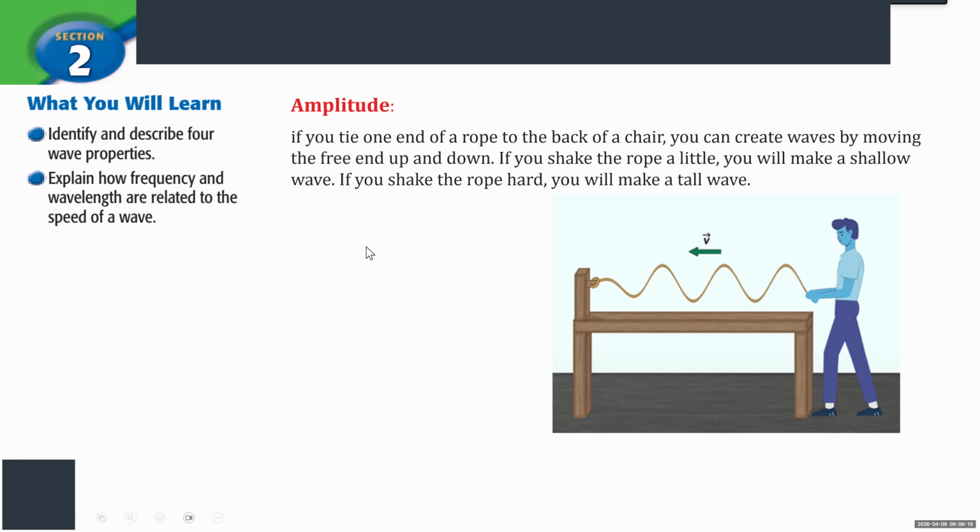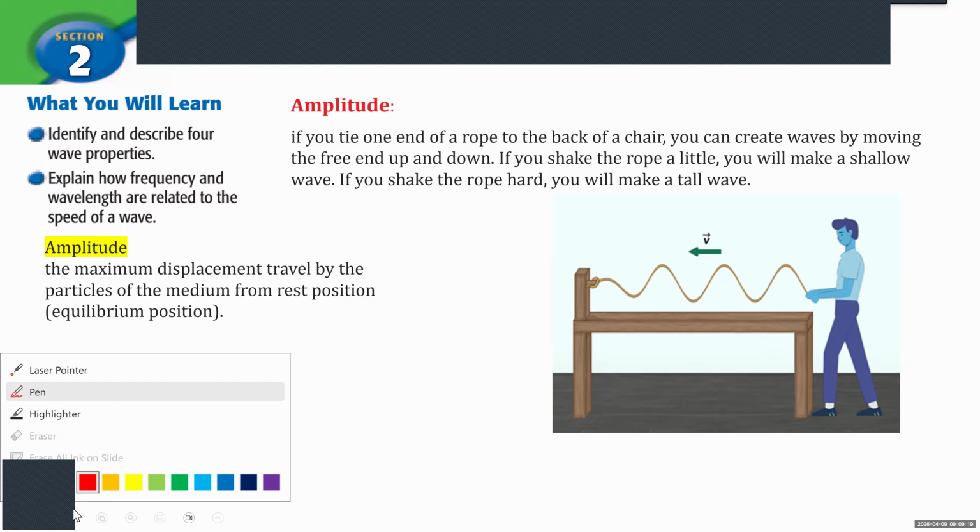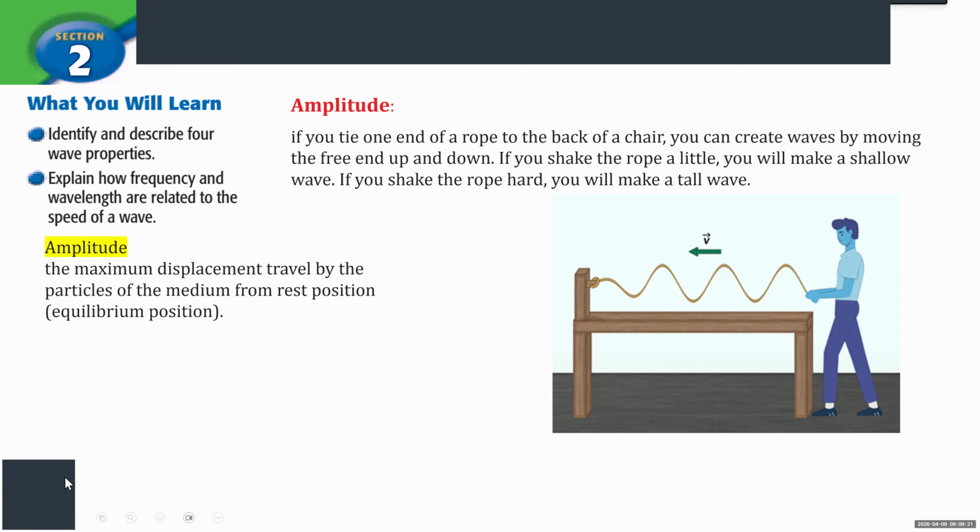The amplitude, its definition here, is the maximum displacement traveled by the particle of the medium from equilibrium position. For example, if we have a rope like this, this is the equilibrium position, or we can say rest point.